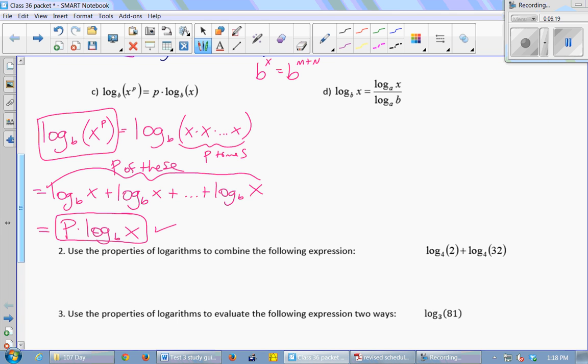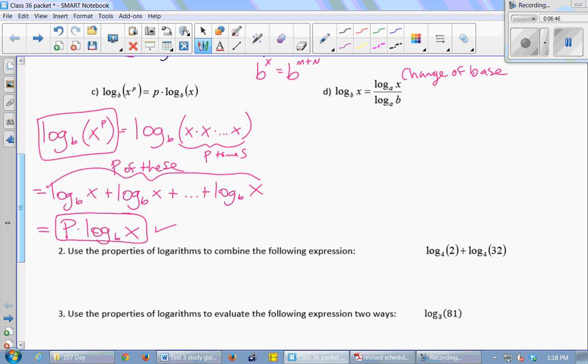All right, let's look at part D here. Log base b of x. This is called the change of base property. Okay, so if I have base b, I can change it to any other base I want by taking log base a. The a is my choice. Log base a of x divided by log base a of b.